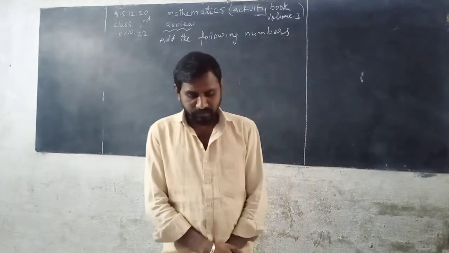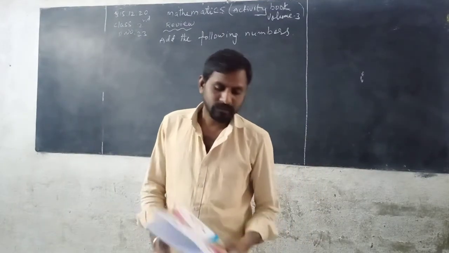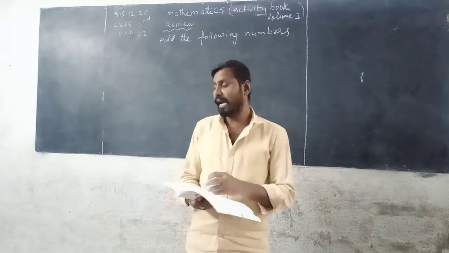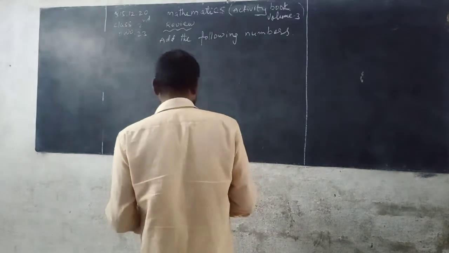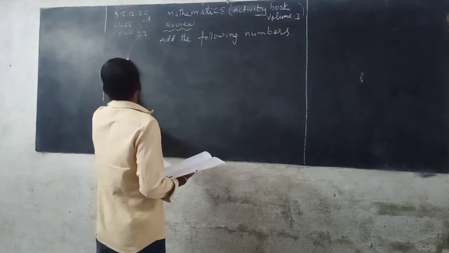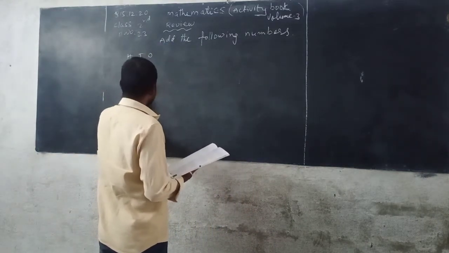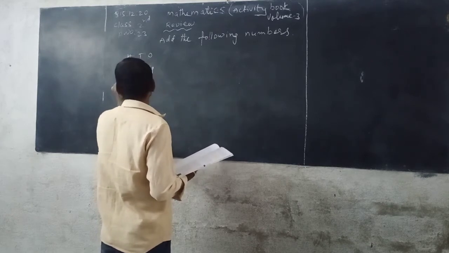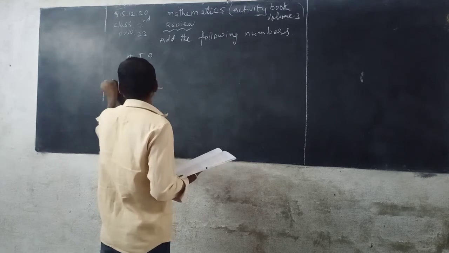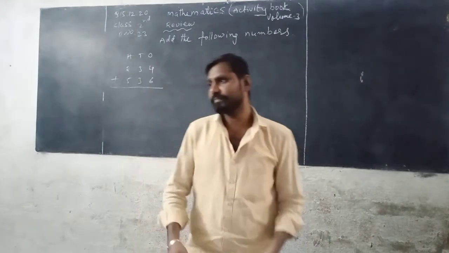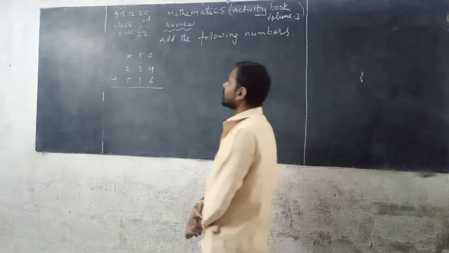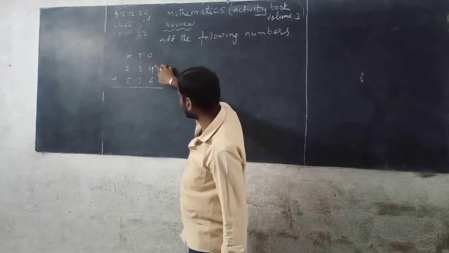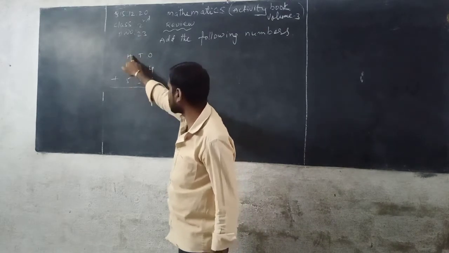So, from your activity book, volume 3, page number 23. Add the following numbers. See here: hundreds, tens, ones. 234 plus 536. First, look at the blackboard, everybody. First, write the given numbers column-wise according to their places. This is the ones column, this is the tens column, this is the hundreds column.